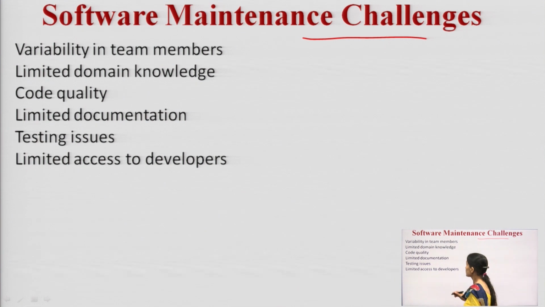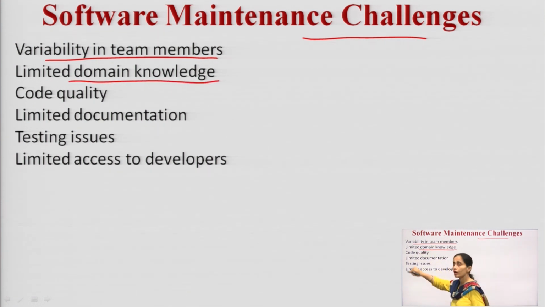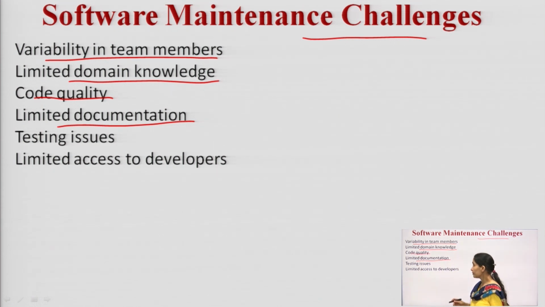So, what are the different challenges that software maintenance faces? There is variability in the team members, the developers; every time there are a lot of persons who leave and some new persons join the team. So, they are not very much aware of the software. Then there is limited domain knowledge among those who are using this software. Then it totally depends upon the quality of the code written. Suppose we have written code that uses the go to statement every time. That is not a good sign. Then there is limited documentation, which again is a big challenge when we are doing software maintenance.